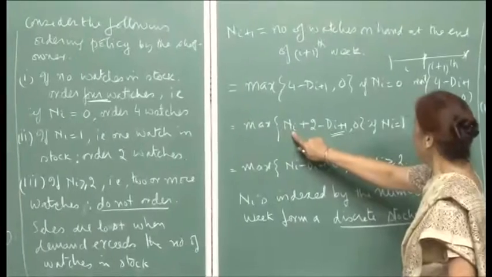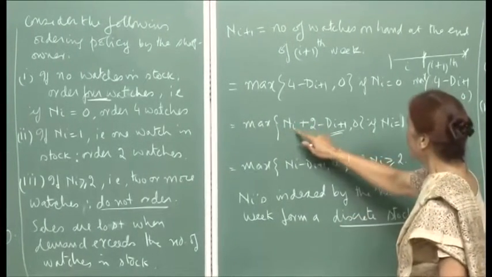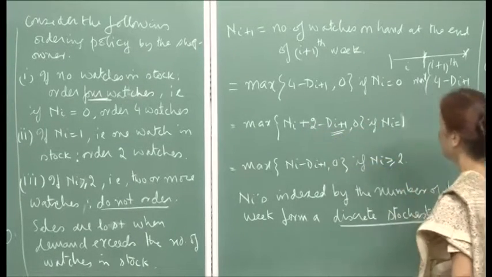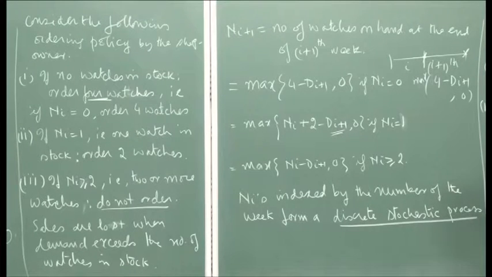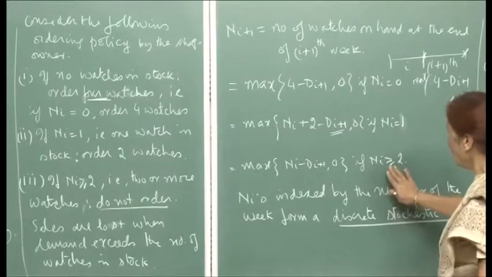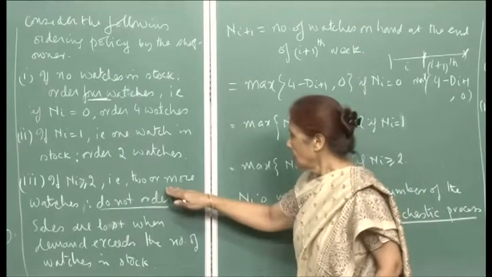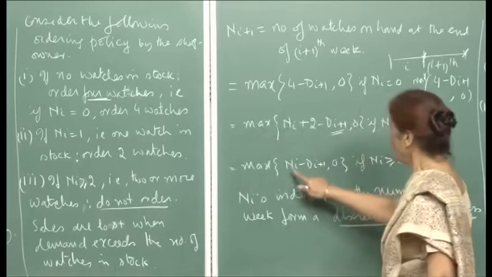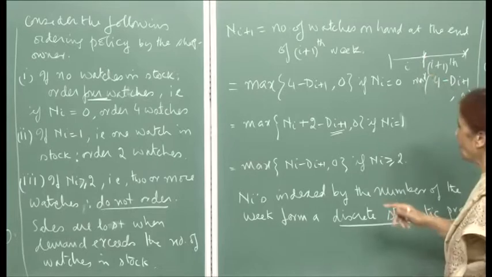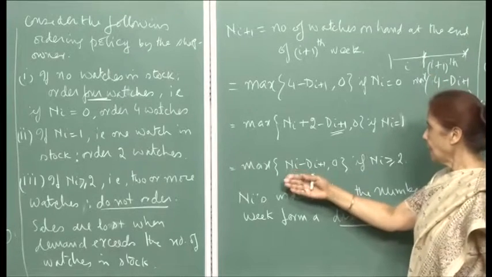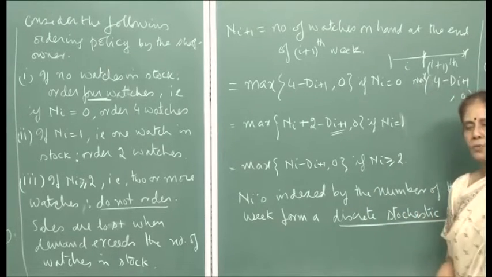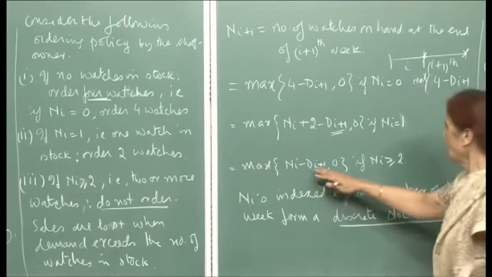So N_i, of course you can write 1 here. So this is actually max of 3 minus d_{i+1}, comma 0. So whichever number is positive, that number you will take. So when N_i is 1, and similarly if N_i is greater than or equal to 2, then you are not ordering any watches. 2 or more you do not order. So your watches on hand at the beginning of the (i+1)th week is N_i minus d_{i+1}, which will be what you are left with at the end of the (i+1)th week, and so it will be again max of these 2.